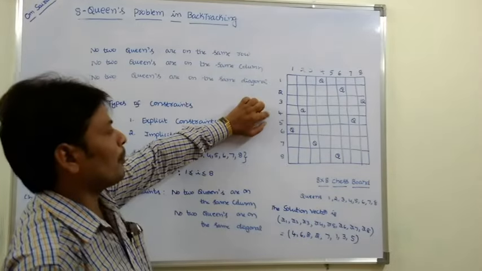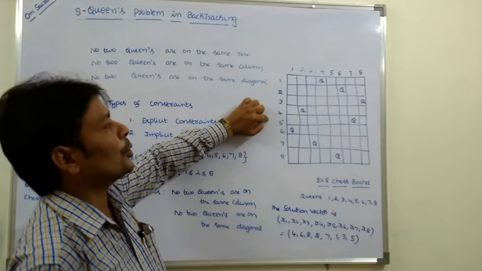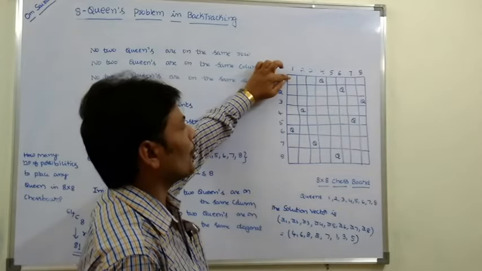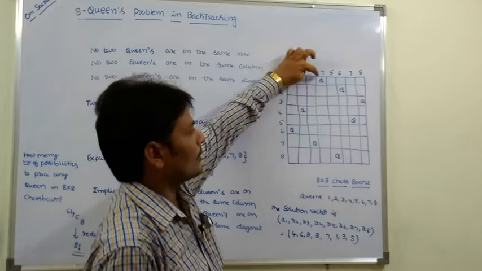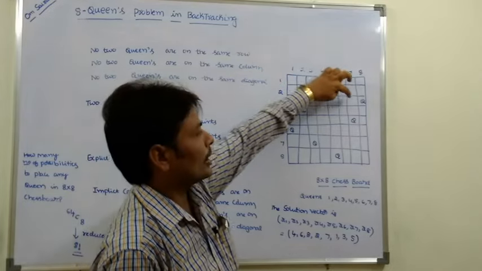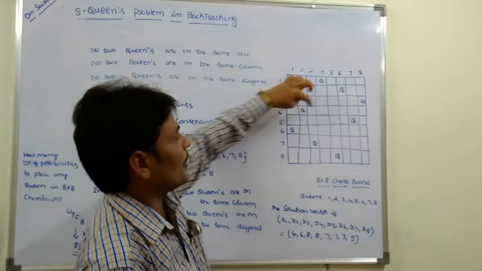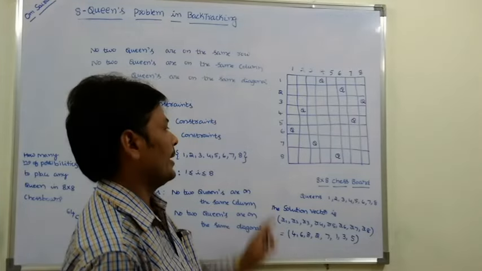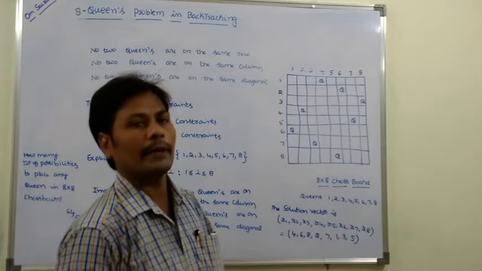So, after placing 8 queens, we have to check that no two queens are on the same row. Each and every row contains only a single queen. First row contains only this queen. Second row contains only this queen. Third row, fourth row, fifth row contain only this queen. Sixth row, seventh row, and eighth row contain only one queen.